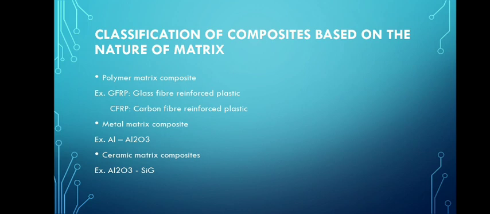Then you have metal matrix composite. As an example of a metal matrix composite, one can take aluminum as the matrix and reinforce it with its own oxide, Al2O3. So Al2O3, alumina, is the reinforcement, and aluminum is the matrix. In a ceramic matrix composite, the matrix will be ceramic. So let us take ceramic Al2O3, alumina, as the matrix. This can be reinforced with silicon carbide fibers. So silicon carbide fibers can be used as a reinforcement for alumina ceramic. So it is a ceramic matrix composite.